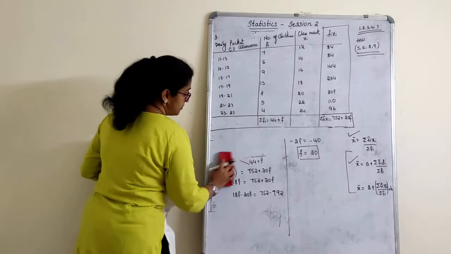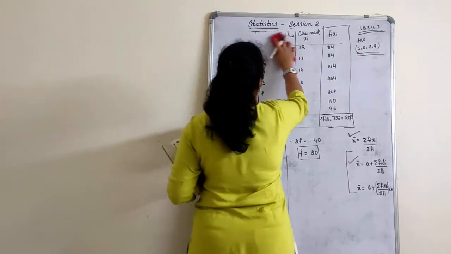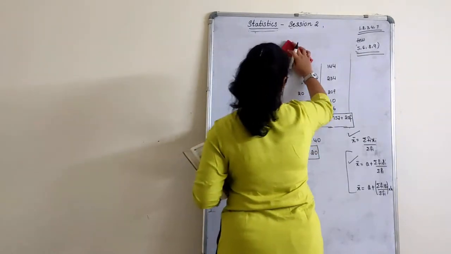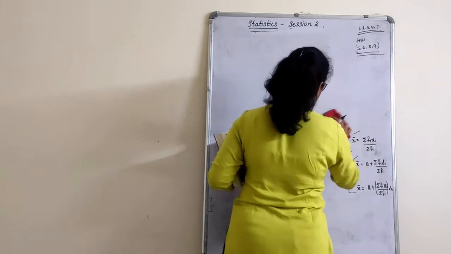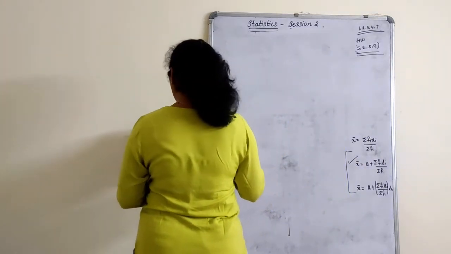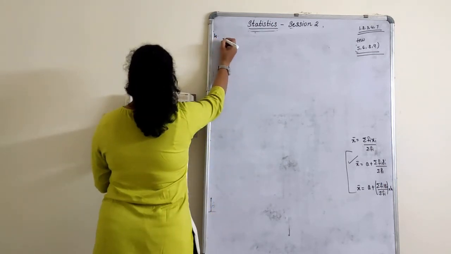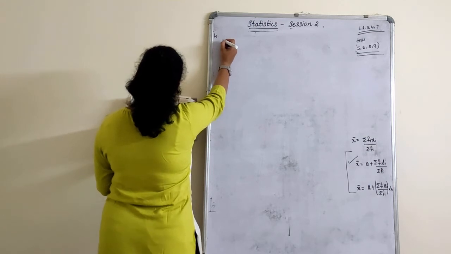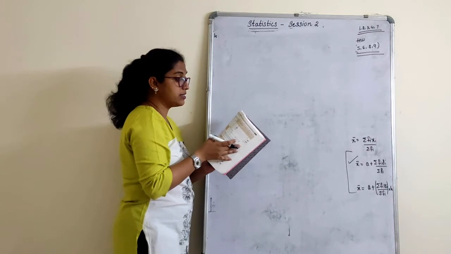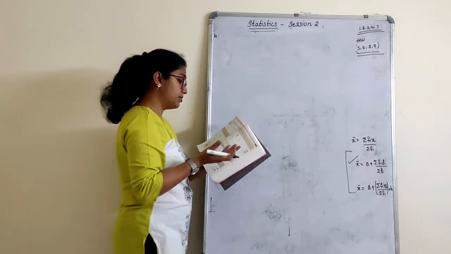I'm going to erase this. Let's see the next one now. Step deviation we have still not done. Let's touch the step deviation part now. Fourth one. 30 women were examined in the hospital by a doctor and the number of heartbeats per minute were recorded and summarized as follows. Find the mean heartbeats per minute using suitable method.